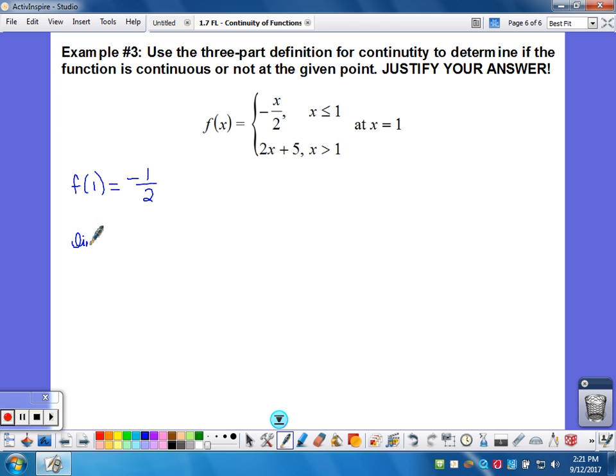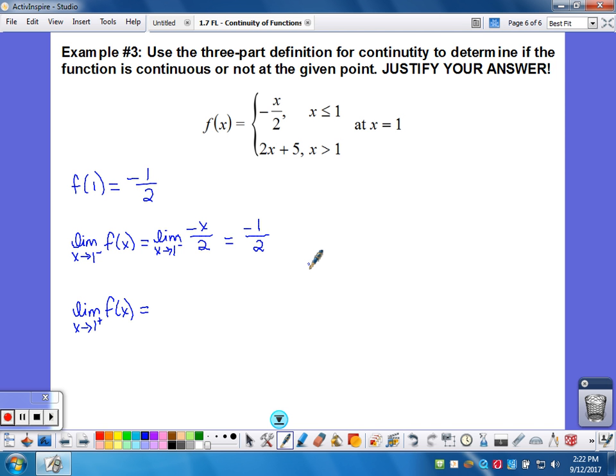I also need to find the limit as x approaches 1 from the left of f of x, and the limit as x approaches 1 from the right of f of x. To find the limit as x approaches 1 from the left of f of x, I need to use the part of my function that is defined for values of x to the left of 1. So for x values such as 0, negative 1, negative 2, those values would be defined with this function. So I'm going to use negative x over 2. So I need to find the limit as x approaches 1 from the left of negative x over 2. And I can use direct substitution to evaluate this limit. And so I would get negative 1 over 2.